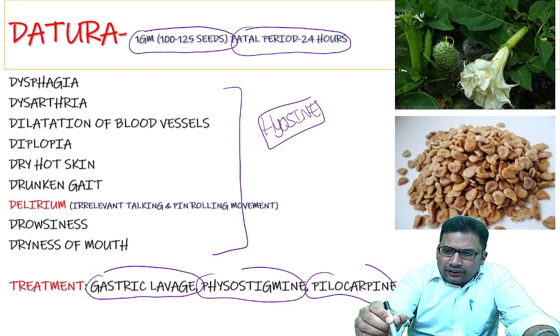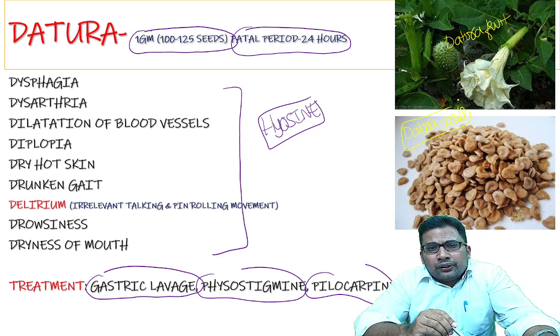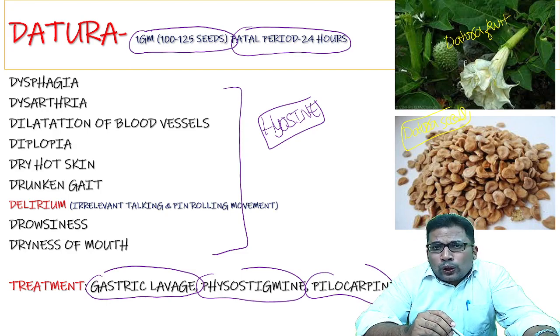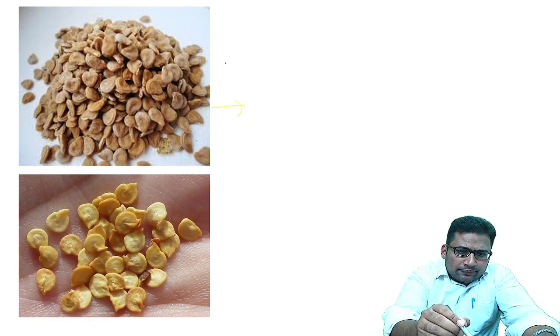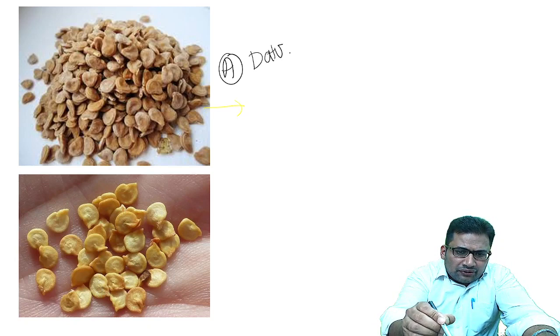In the picture you can see the Datura fruit and Datura seeds. Datura seeds are double-edged, kidney shaped, brown in color. Fatal dose is 75 to 100 seeds. Remember Datura, it is a deliriant poison, a road poison. In the next exam there can be an image based question. So image A is Datura. This is Datura seeds and this is capsicum seeds.